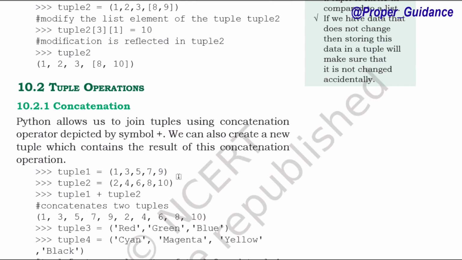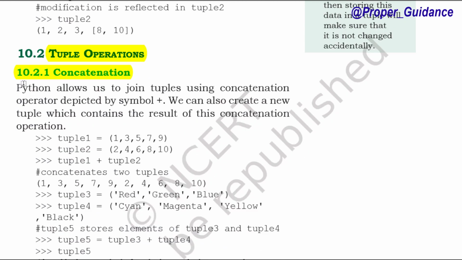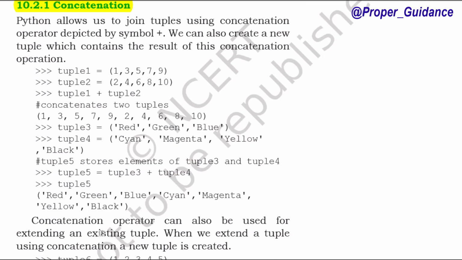After that, here we are at tuple operations. First operation, concatenation. Python allows us to join tuples using the concatenation operator, depicted by the symbol plus. We can also create a new tuple which contains the result of this concatenation operation. Tuple 1 has the values 1, 3, 5, 7, 9. Tuple 2 has 2, 4, 6, 8, 10. When we concatenate tuple 1 plus tuple 2, we will get 1, 3, 5, 7, 9, 2, 4, 6, 8, and 10. Write this the same as for a list.